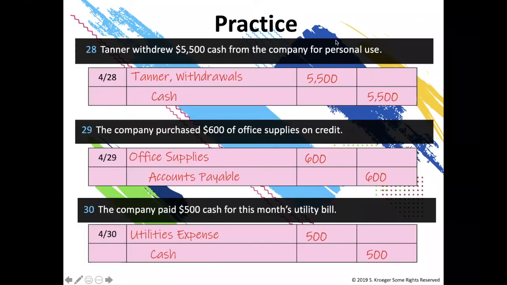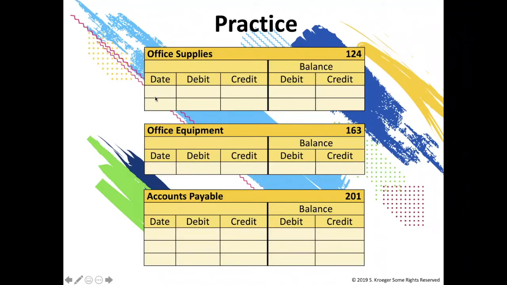The second office supplies entry comes from the 29th. We have a debit of $600. We will have to put this in as well. The first date was on the 3rd. It was a debit of $3,600, and then my balance would be exactly the same, a debit of $3,600.